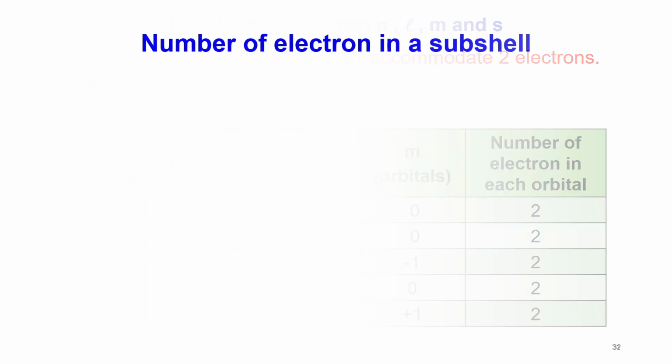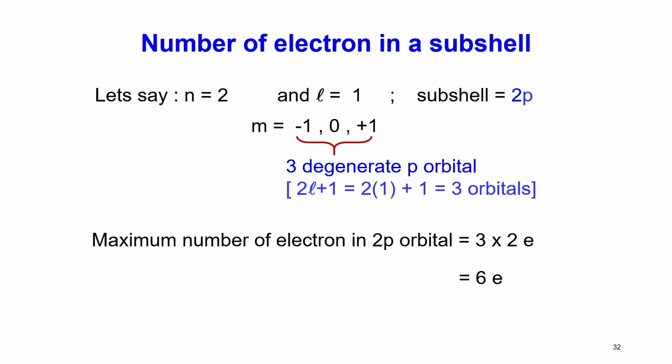Okay. Alright, number of electron in subshell. So let's say n is equal to 2, L is equal to 1. Thus subshell kita bersama dengan 2p. Okay, because when L is equal to 1, it is p orbital. Jadi kalau p orbital, okay, kita ada magnetic negative 1, 0, positive 1. So kita ada 3 degenerate p orbital. So cara kita nak cari bilangan degenerate orbital is 2L plus 1. 2 times 1 is 2 plus 1. So it's equal to 3 orbital. So maximum number of electron in 2p orbital is 3 times 2 electron, which is kita boleh masuk 6 electrons.